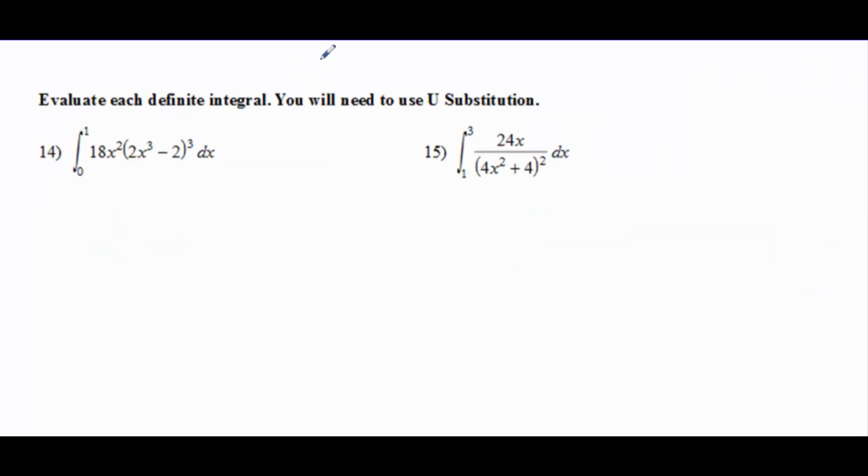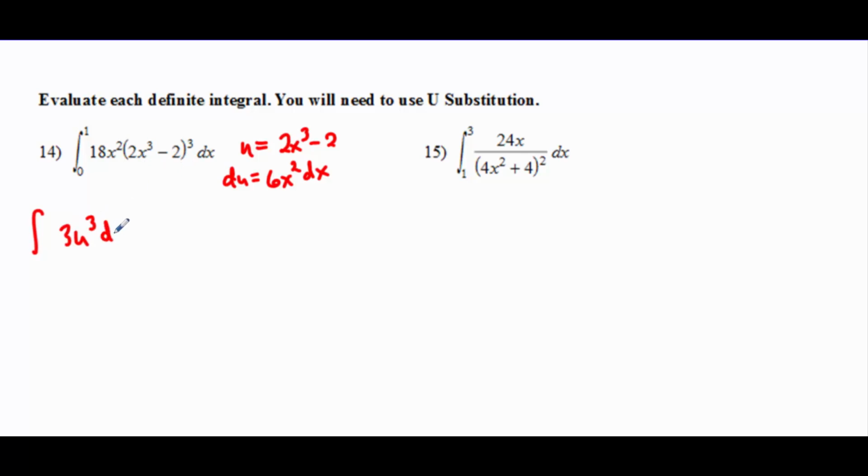Evaluate each definite integral. You will need to use U substitution. And so we're going to do the same thing we've been doing, where we pick U. We're going to pick what's in parentheses most likely here, and then find du and get 2 times 3 is 6x squared dx. We're still going to say, all right, what's 18x squared divided by 6x squared, which is 3. This is u, so this is u cubed.